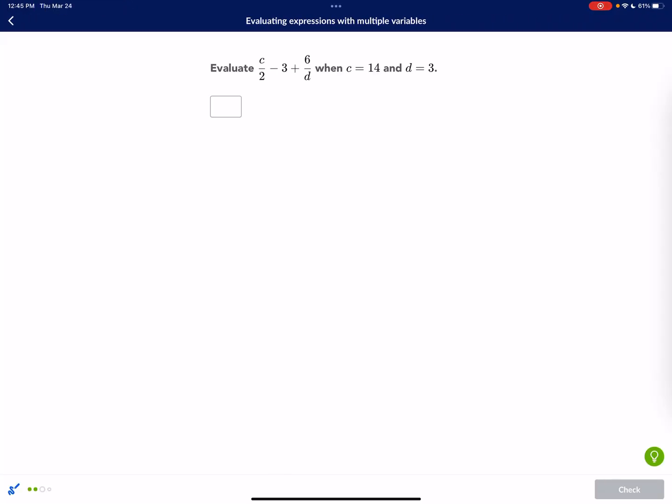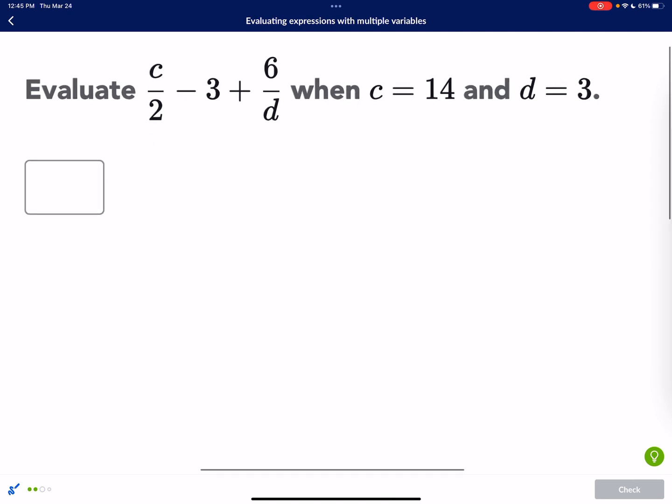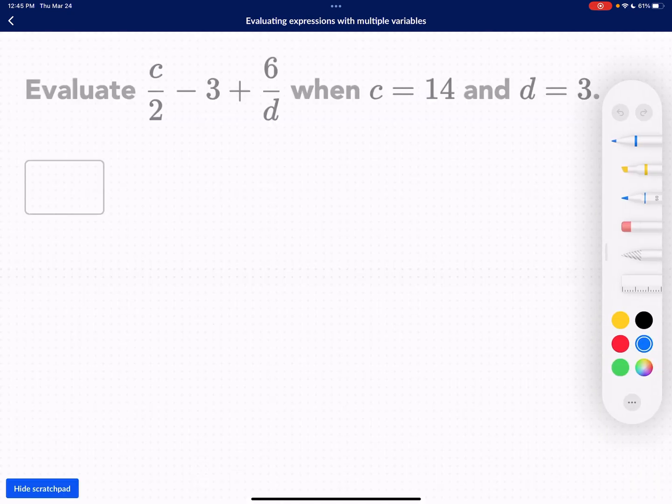Evaluating expressions with multiple variables. All this one comes down to is another bit of substitution. So I have C over 2 minus 3 plus 6 over D. Doesn't matter really what it is. All I've got to do is anywhere I see a C, I replace it with a 14. Anywhere I see a D, I replace it with 3. So C over 2? Nah, I don't see that anymore. I see 14 over 2 because my C is 14. And then the whole thing minus 3 plus 6 over D, but I don't see the letter D anymore. I see the number 3.